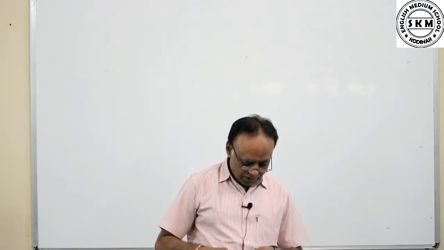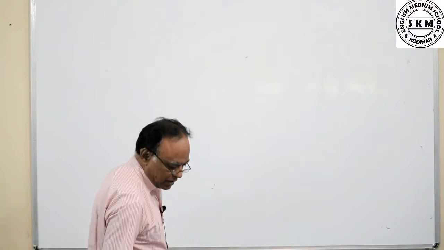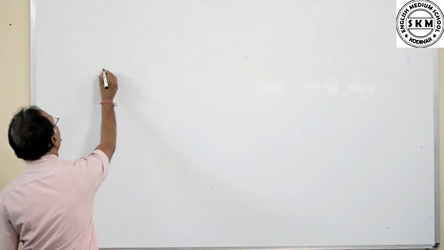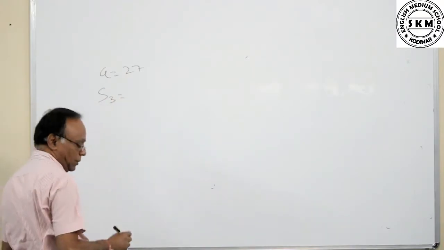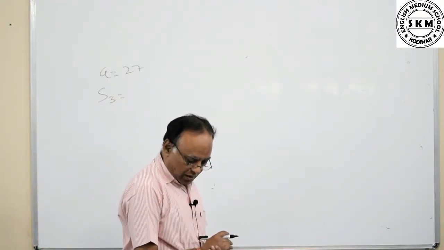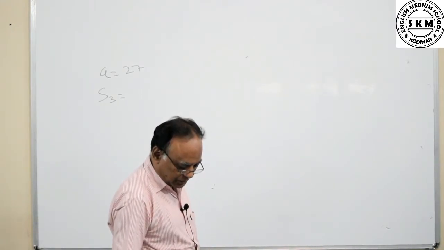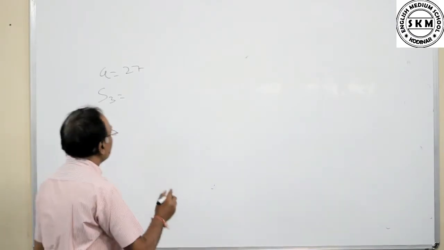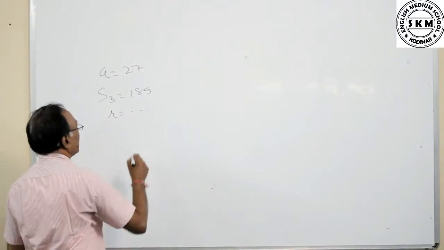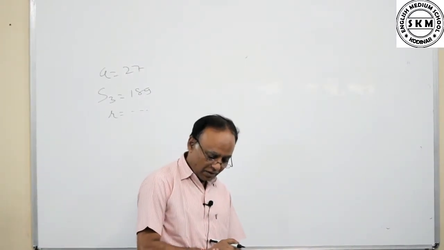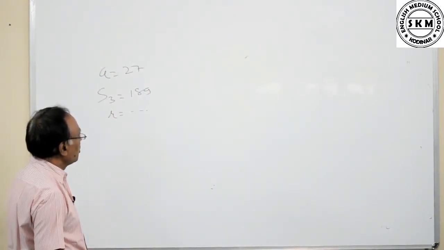The first term is 27, meaning A is given as 27, and the sum of the first 3 terms is 189. We want to find out r. Now apply the formula.